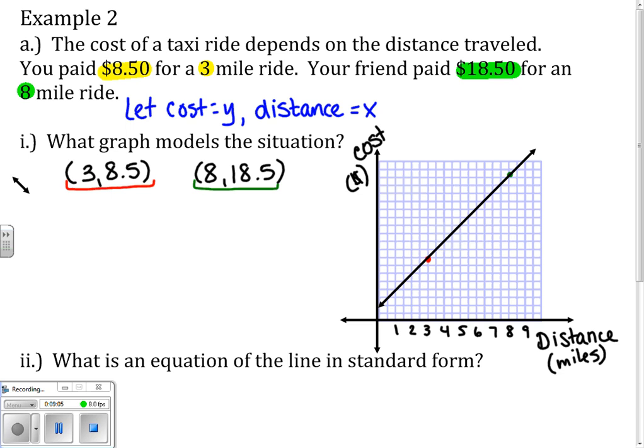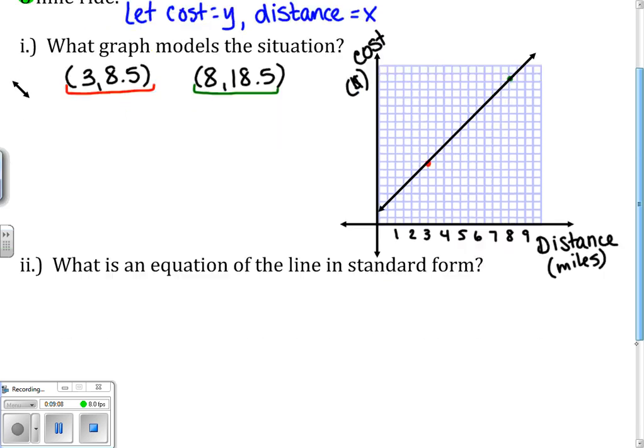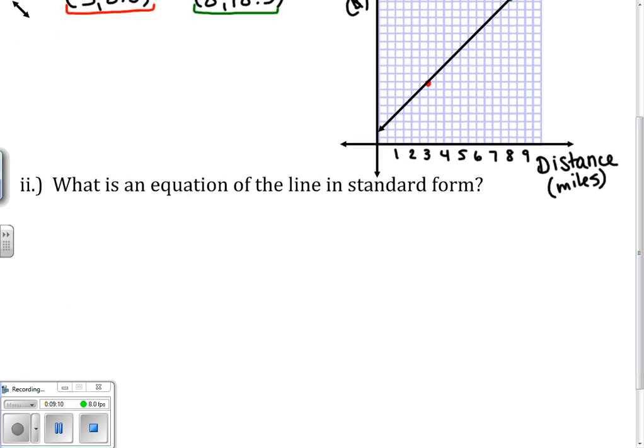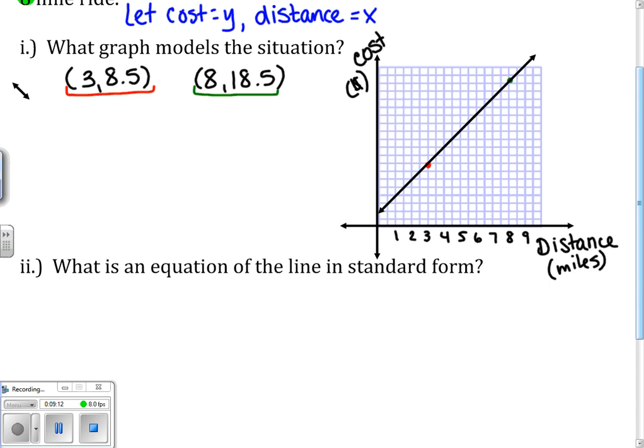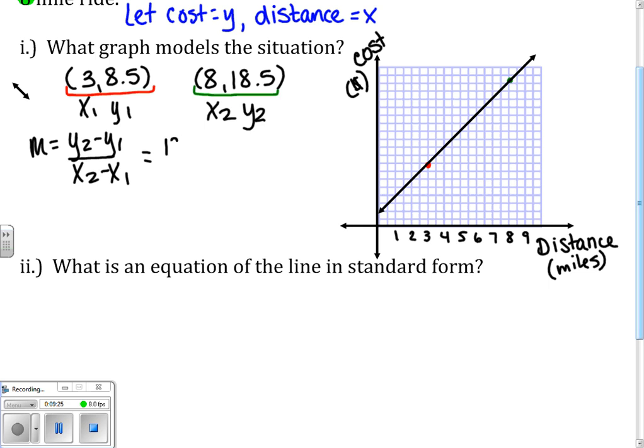So we're basically, in the second part of this question, trying to find the equation of that line. And in order to do so, we're going to start with slope. Save myself some room, I'm going to do that part up here. Label your ordered pairs x1, y1, and x2, y2. And substitute. That gives me 18.5 minus 8.5 over 8 minus 3. For the top, I get 10, and the bottom, I get 5, so the slope is 2.